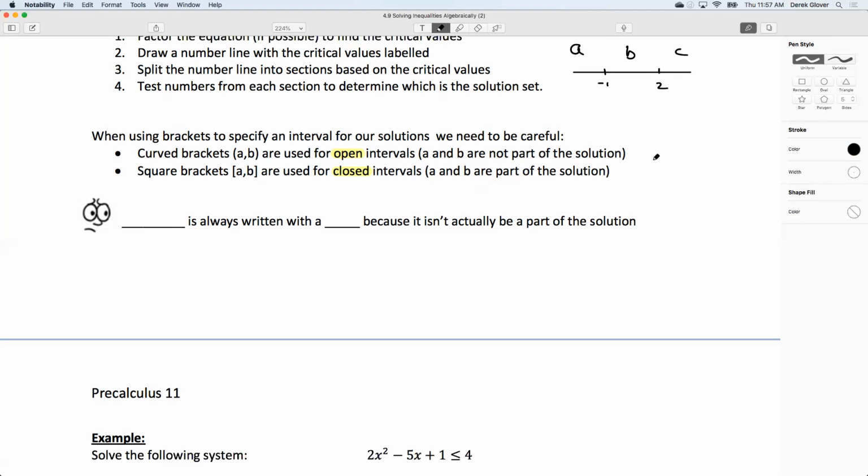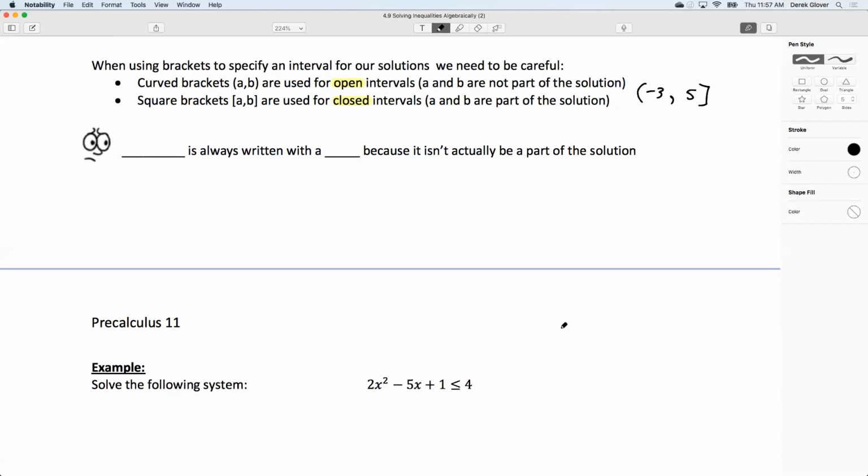So if I was to write something like -3 with a rounded bracket, comma, 5 with a square bracket, what that means is that -3 is the low point, but we're not including that number. So like -2.9 would count, -3 doesn't. 5 is the highest point, and 5 is included in our set.